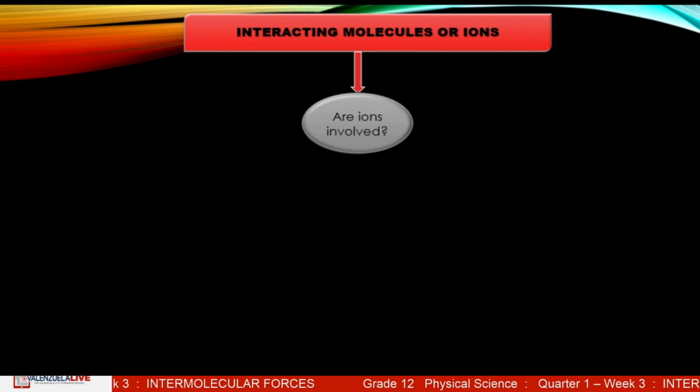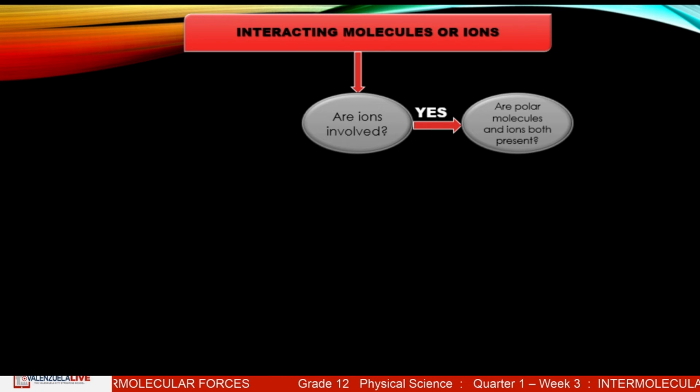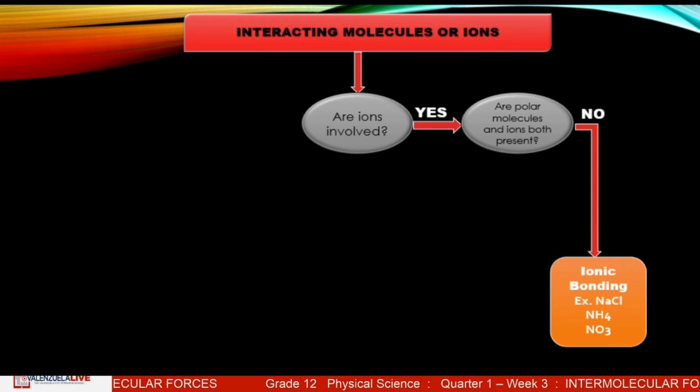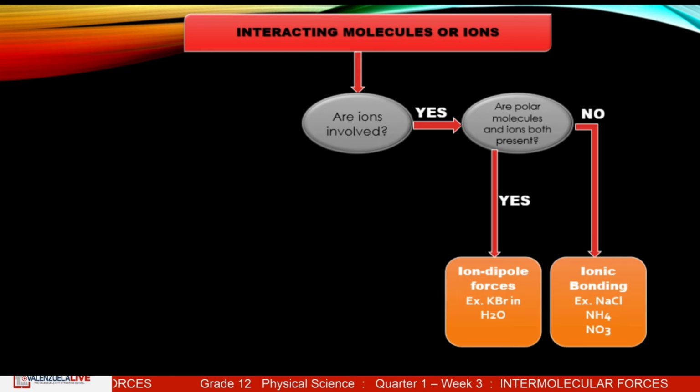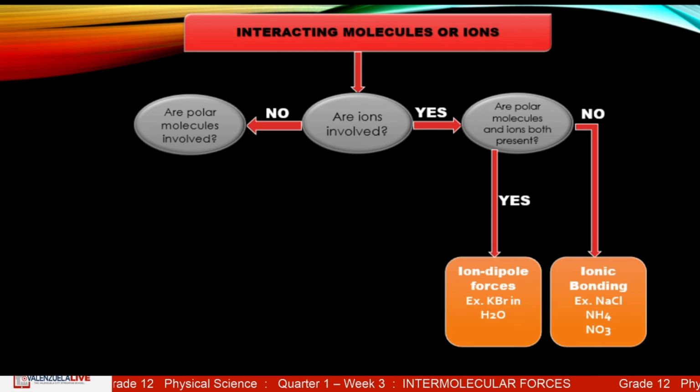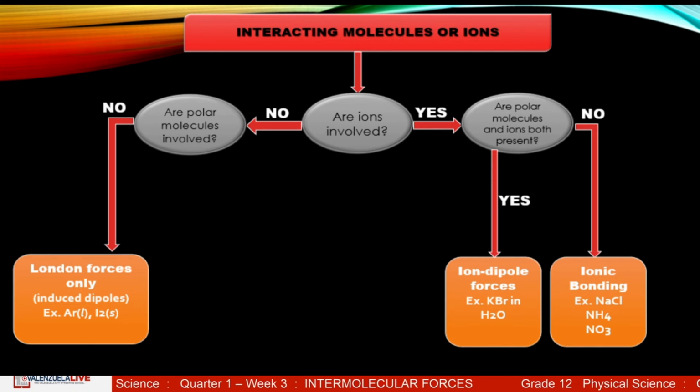Let us summarize what we've learned about intermolecular forces. Are polar molecules and ions both present? If the answer is no, that IMF is what we call ionic bonding. When both molecules and ions are present, that IMF is what we call ion-dipole forces. When polar molecules are not involved, that is what we call London forces only.